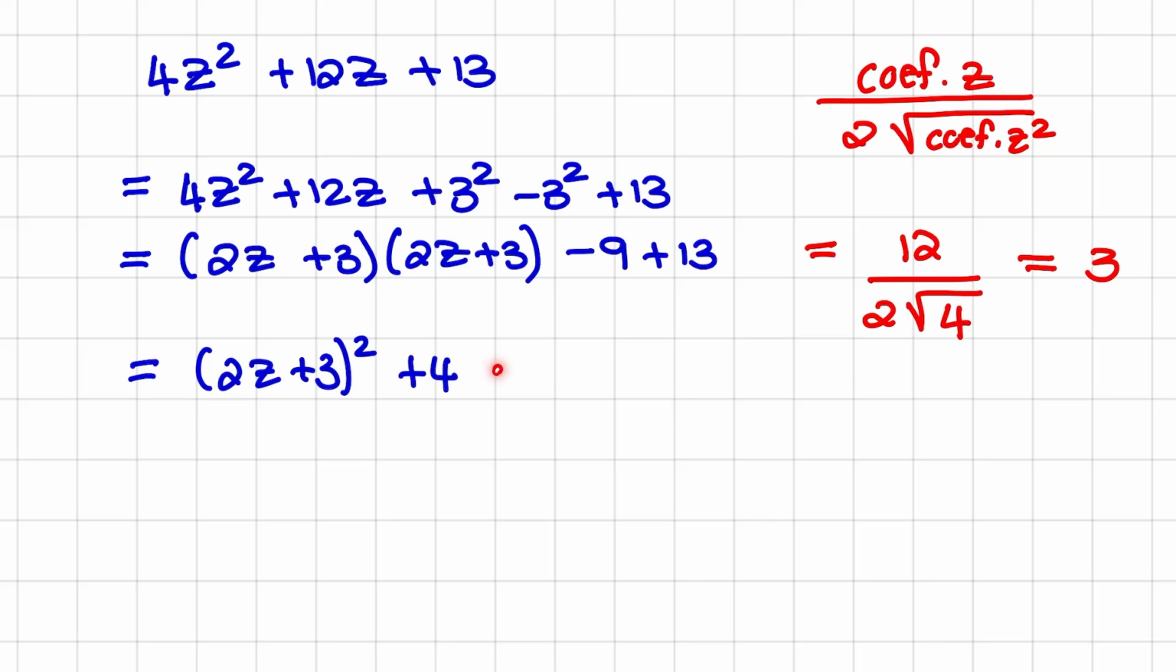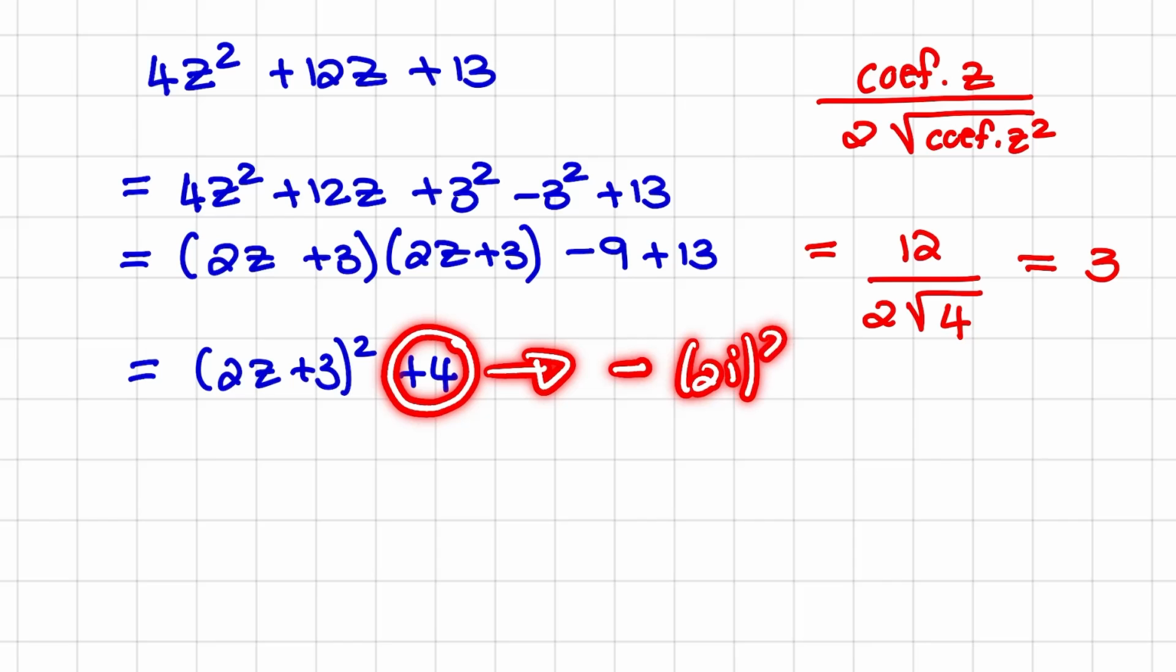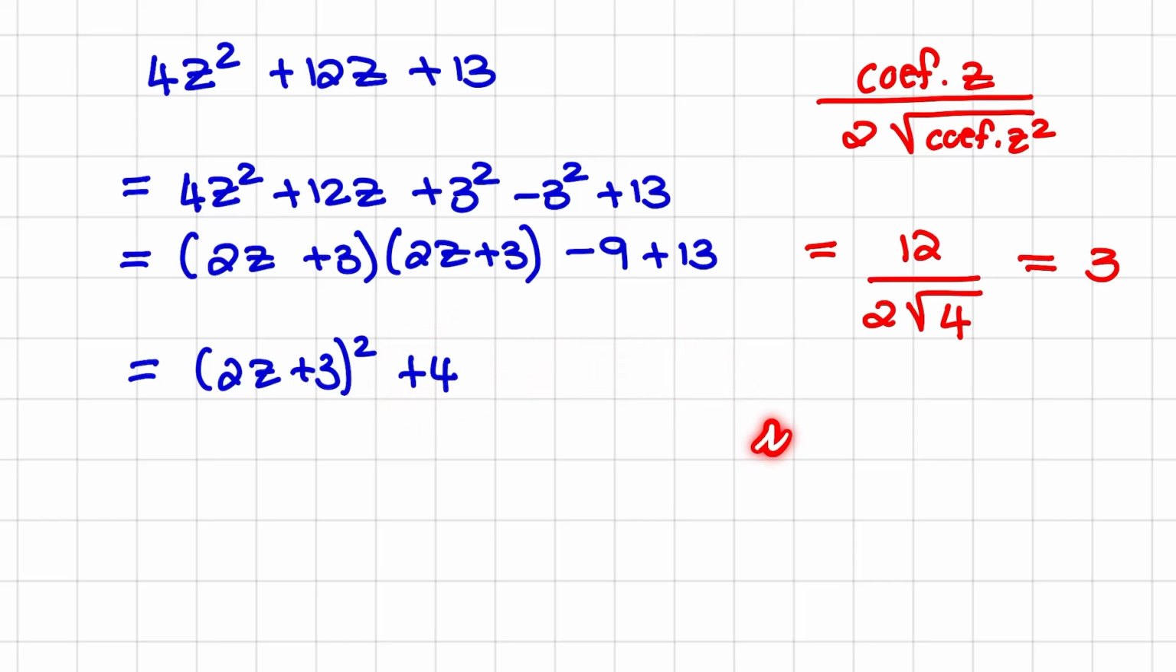And again, I cannot factorize further, but I can rewrite plus 4 to create a difference of two squares. And I'll rewrite it the same way we did in our previous example, by writing plus 4 as negative 2i squared. Remember that i is the imaginary number, the square root of negative 1, and i squared is equal to negative 1.